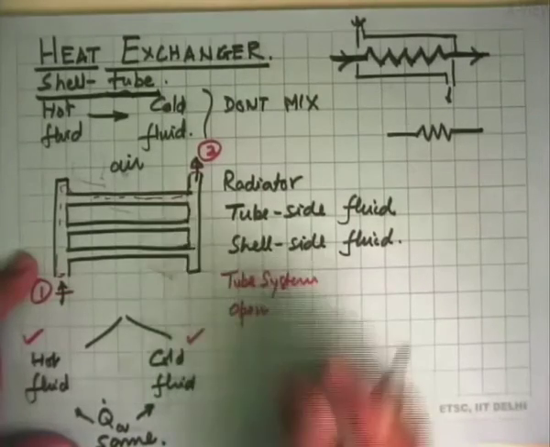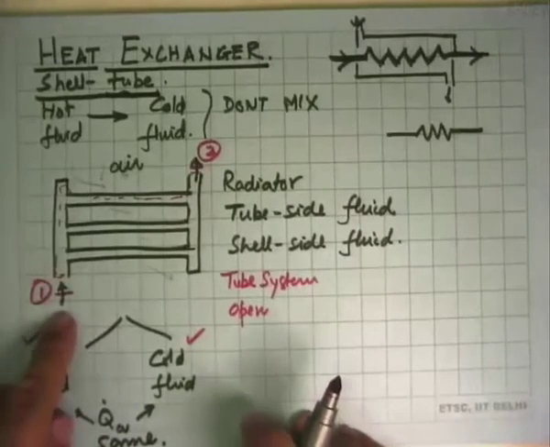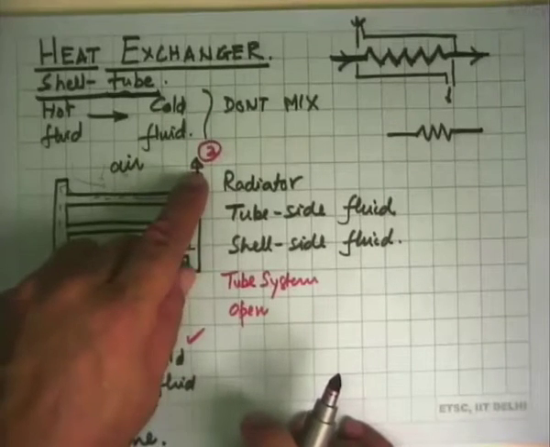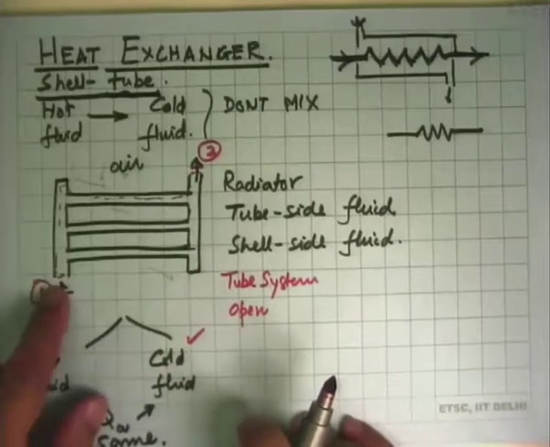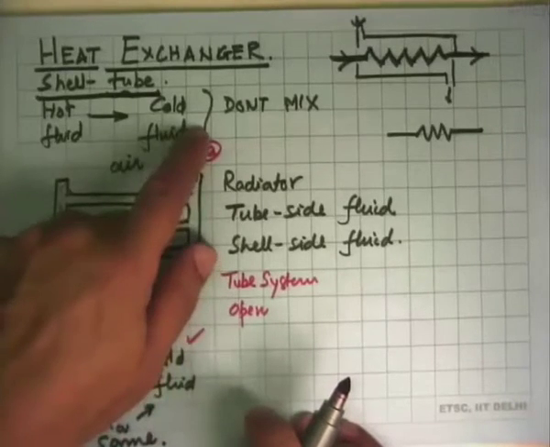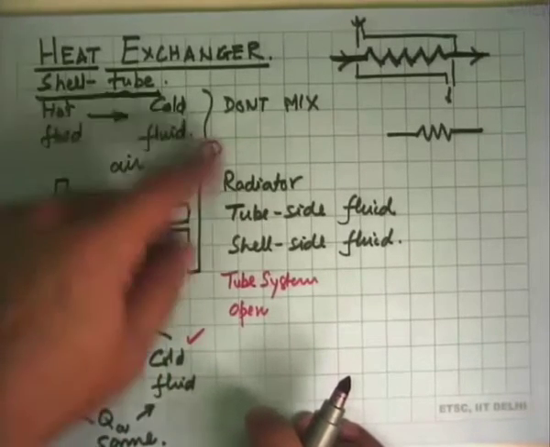Once we do that, we find that this is an open fluid coming in, going through this and exiting the system. Our system boundary ends at the outlet of this tube. The system boundary begins at the inlet of this tube. So this is an open system. So the tube side fluid is an open system.